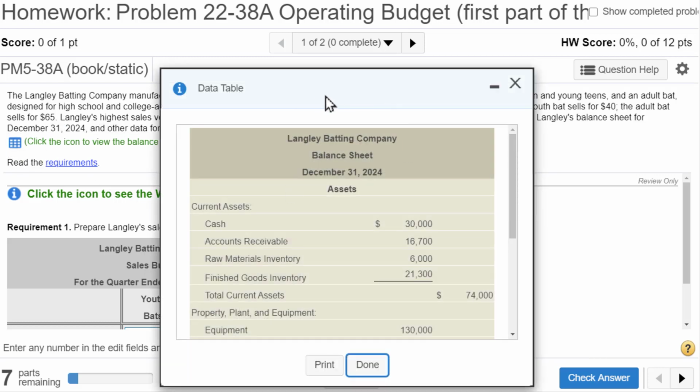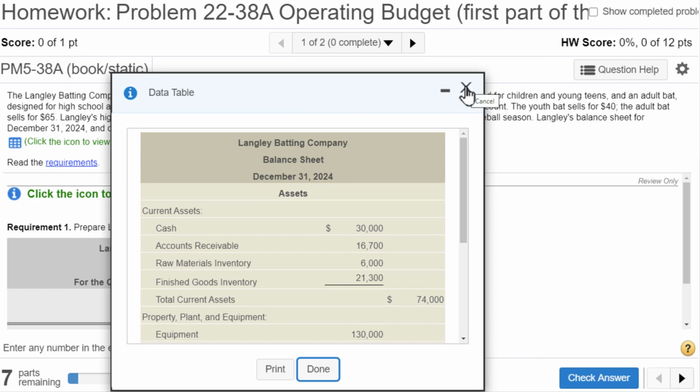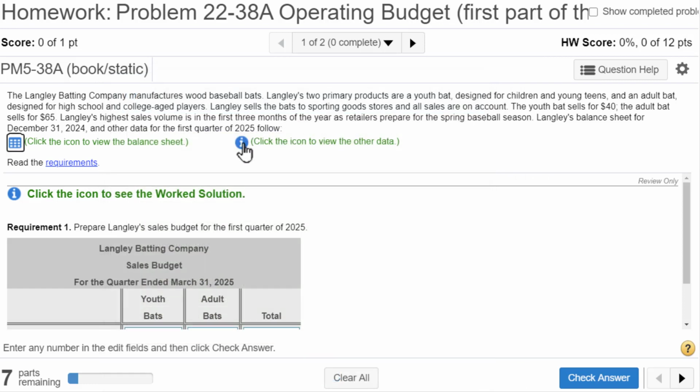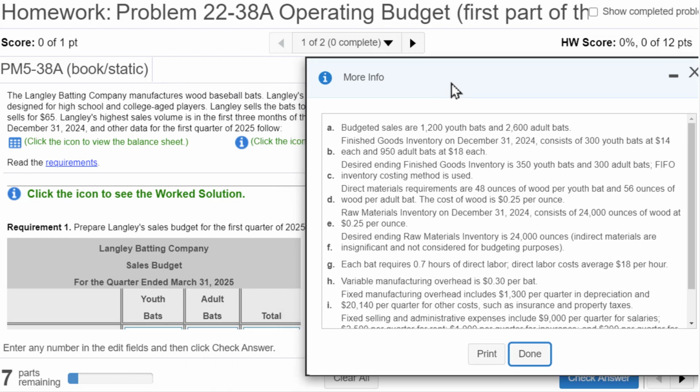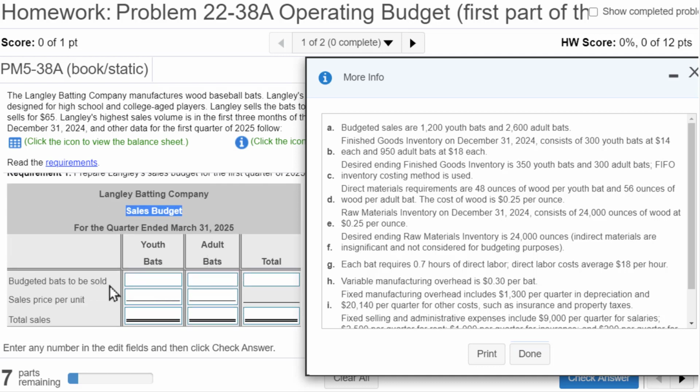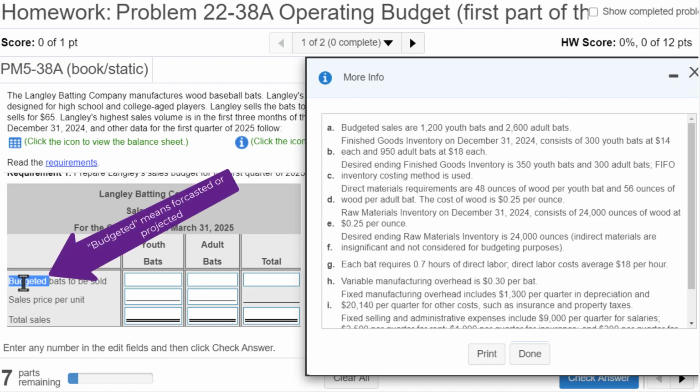So here's the previous quarter, the balance sheet. When we need that, we can open that up. And here's some other data we will need. Again, we're going to start with a sales budget because that will drive everything else in our budget. So we need to figure out how many bats we think we will sell. If you see the word budgeted, that means forecasted or projected. So how many bats do we project that we will sell?